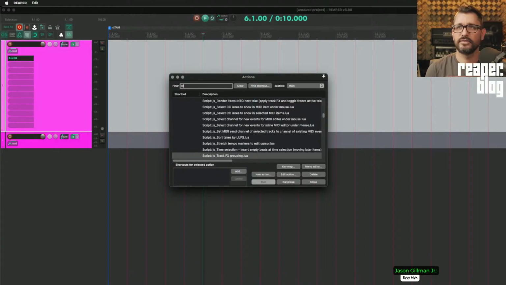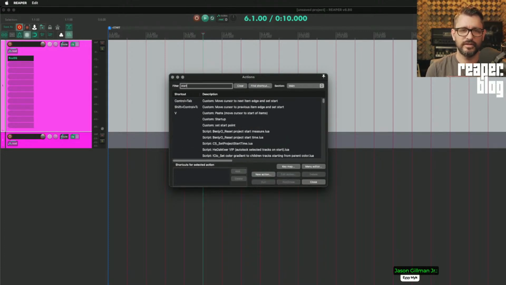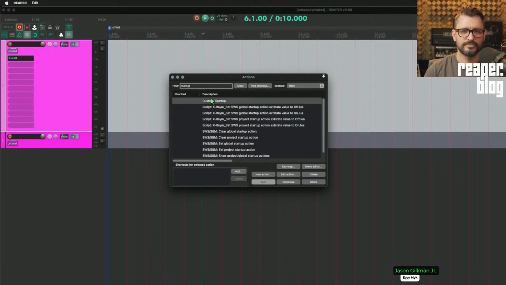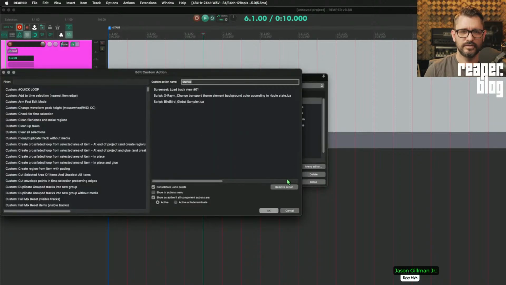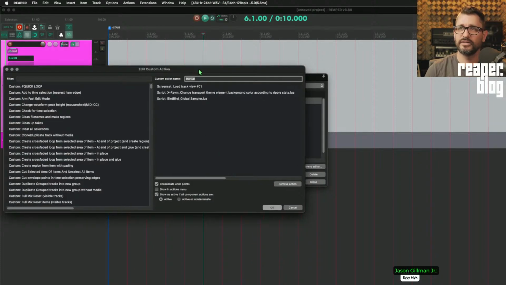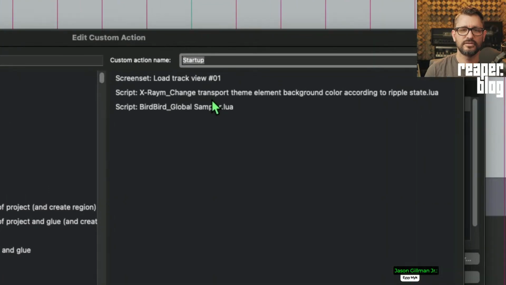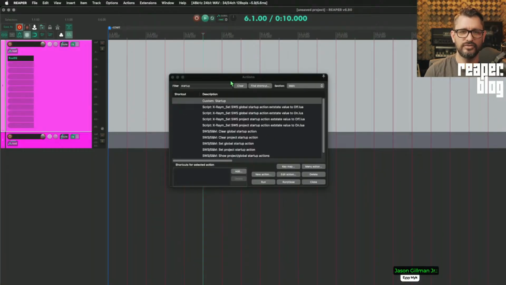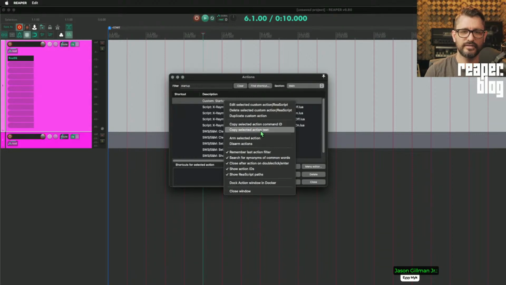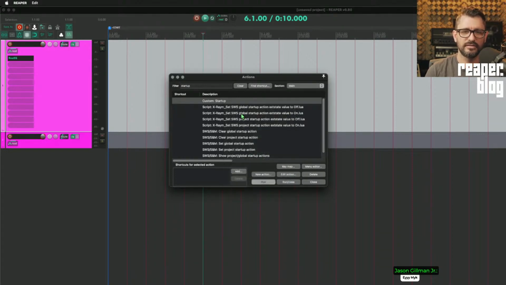How do you set it up on startup? Good question. Search for startup. I did do a video on this, but we'll go through it real quick. So this is my startup action. Load track view number 1, change transport theme element background color according to ripple state, and global sampler. I do that. I copy the selected command ID.